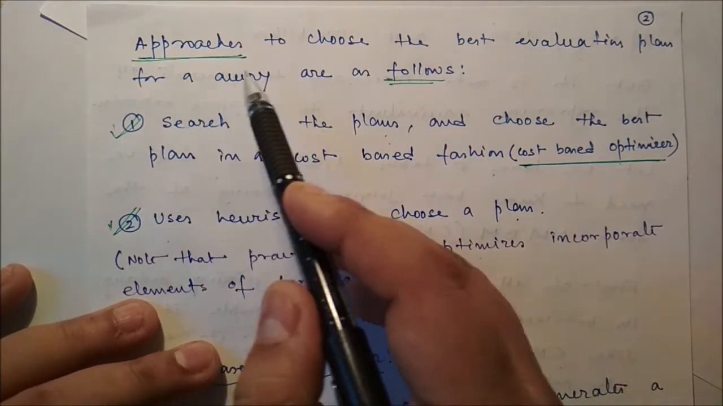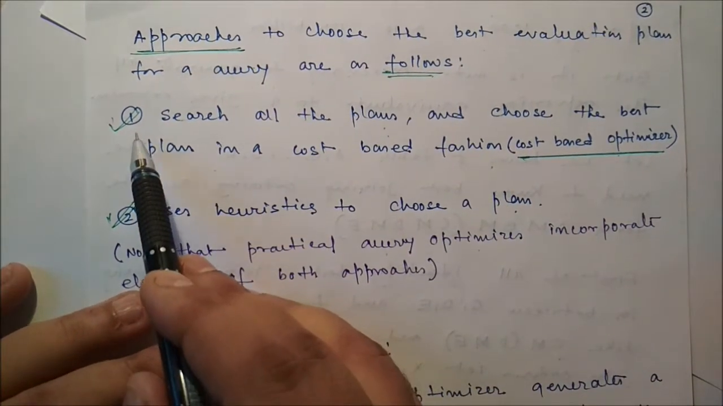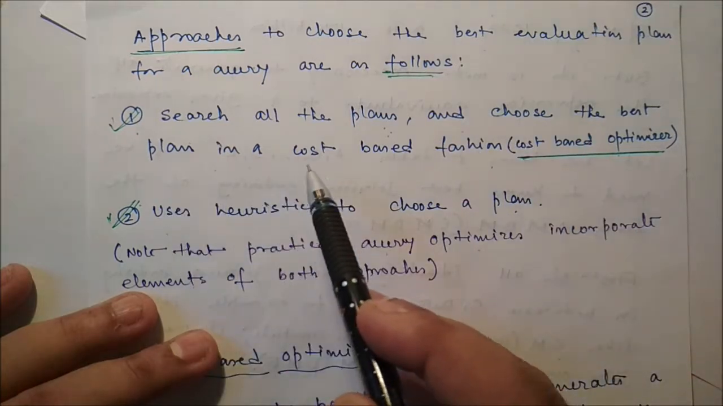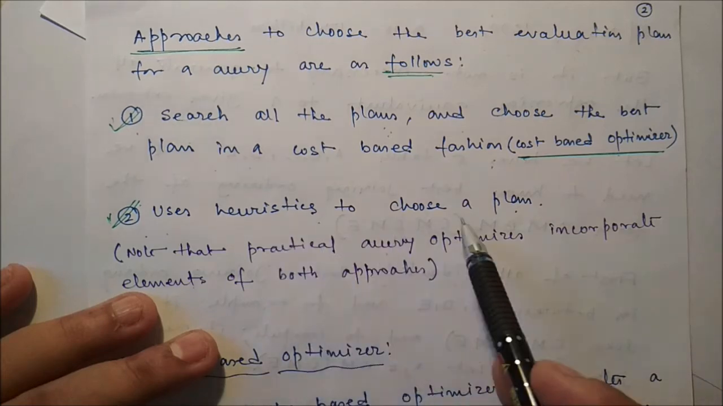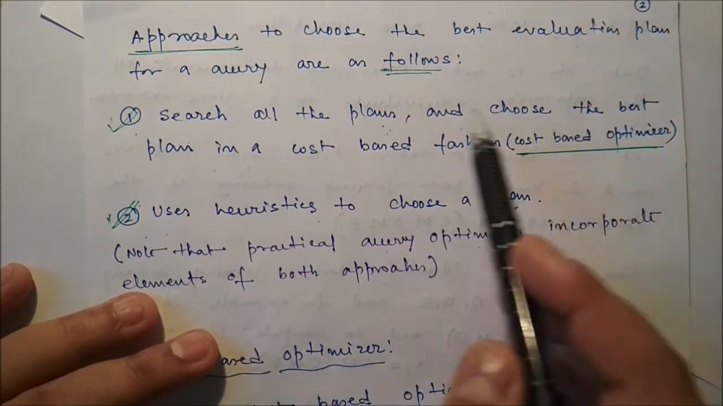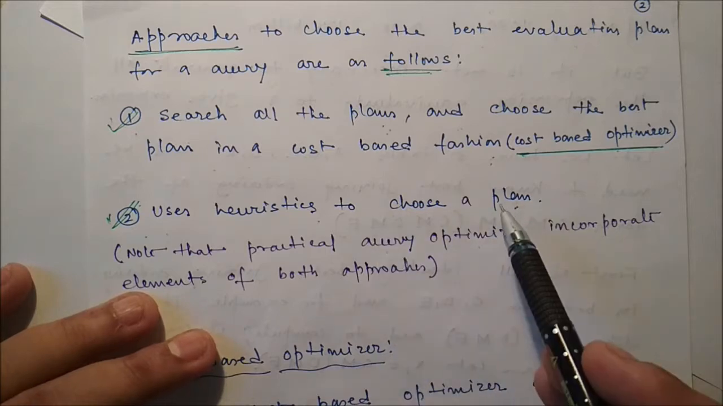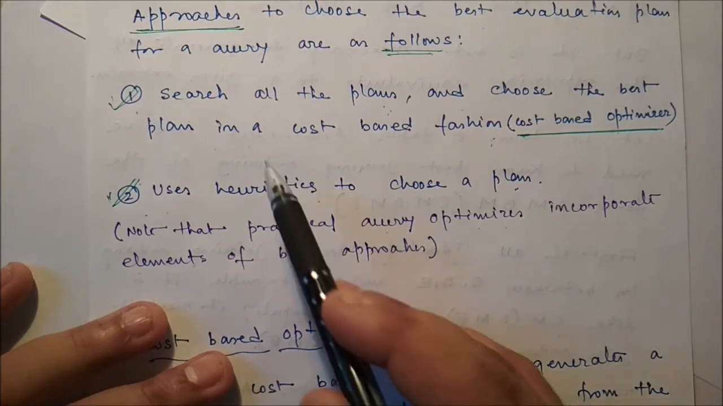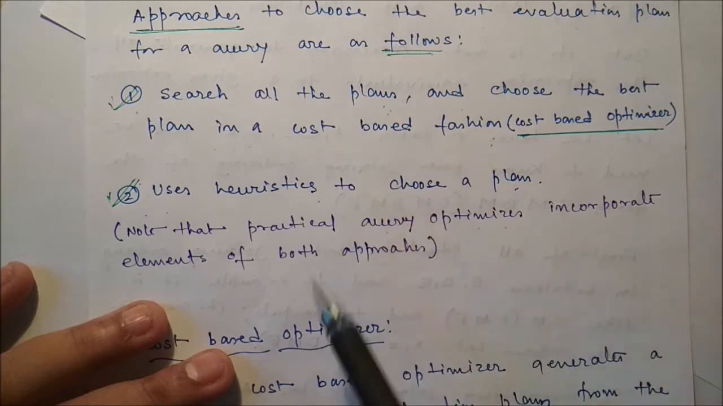Now the approaches to choose the best evaluation plan for a query are as follows. Two approaches are there. First, search all the plans and choose the best plan in a cost-based fashion. And second, use heuristics to choose a plan. Here we identify each and every plan, calculate the cost and take the minimum one. But here we may use heuristics to choose a plan. Note that practical query optimizers incorporate elements of both approaches. So practically we may use both approaches to implement the concept.